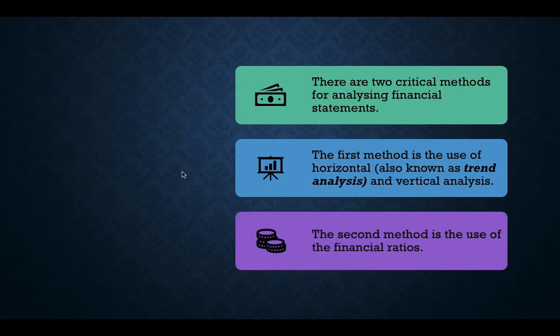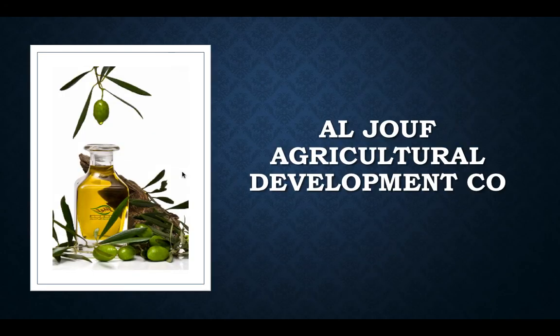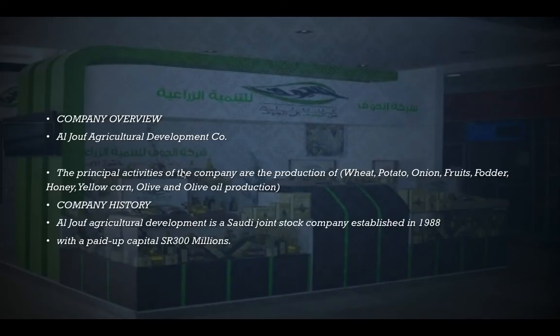For the method of making financial analysis, there are two main methods. First of all, horizontal and vertical analysis, and second, the financial ratios. Let us go directly to an example. I have an example of El Jof Agriculture's Development Company. This is a Saudi joint stock company established in 1988 with a paid-up capital of 300 million riyals.